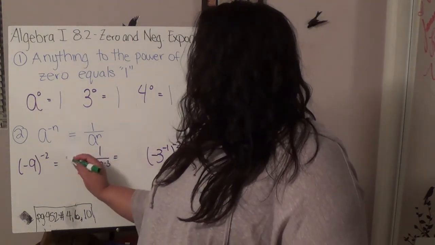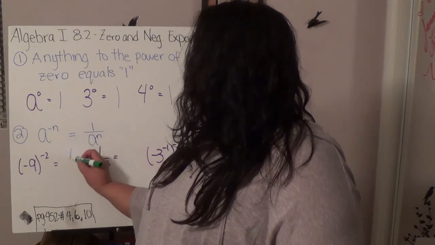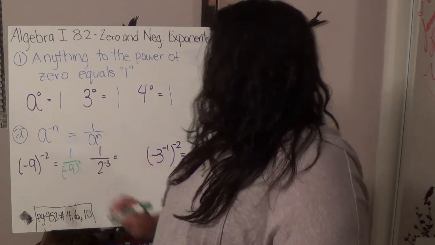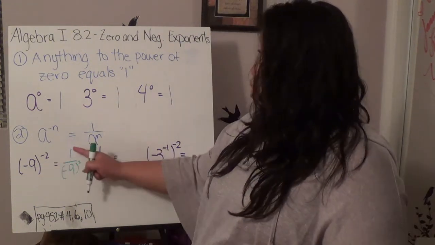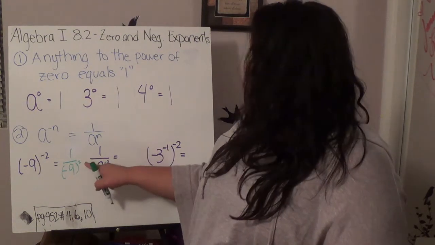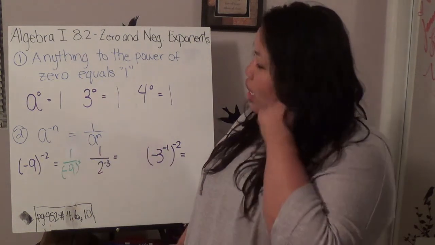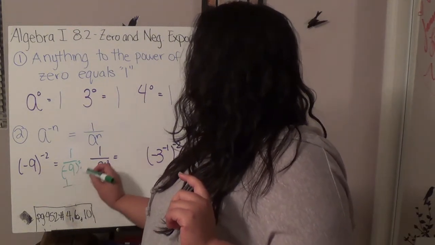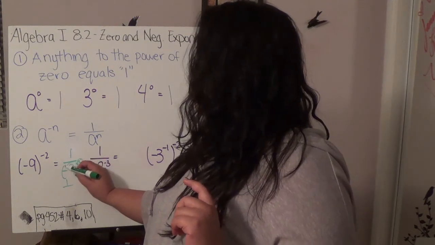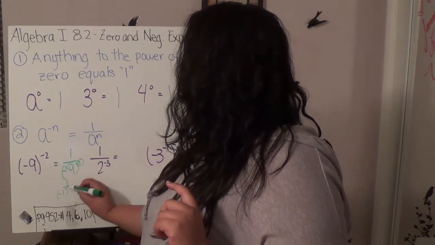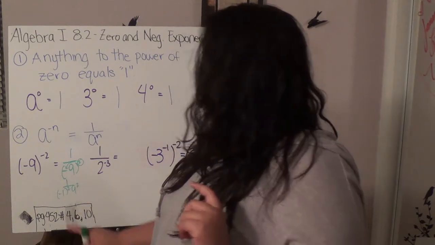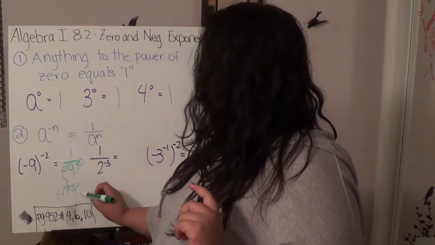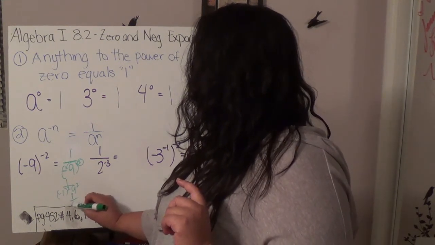So what I have here is 1 over negative 9 squared. Okay? So now because I put it in the bottom, the squared is no longer negative. It's positive. And then I just solve from there. So 1, and I take the 2, this is from the last section, and I distribute it to the negative 1, so negative 1 squared and 9 squared. Well, negative 1 times negative 1 is positive 1, and so you end up with 1 over 81.